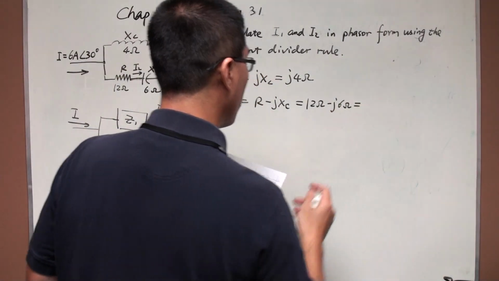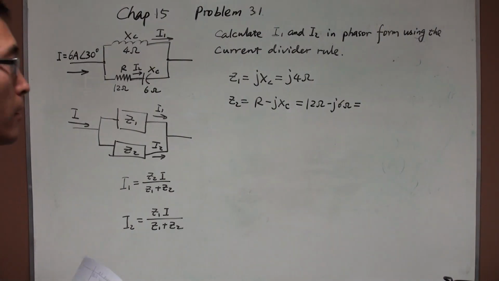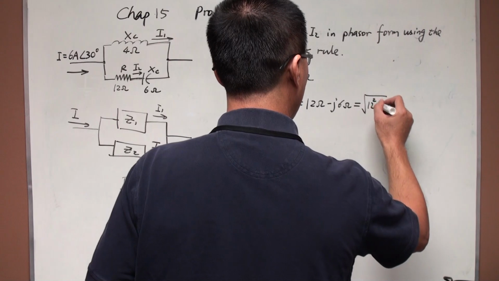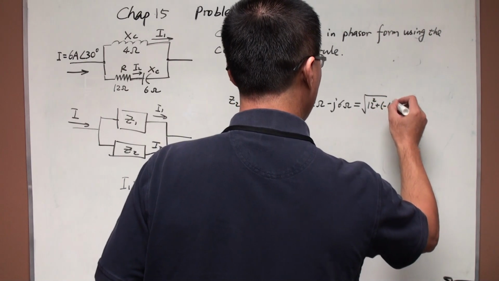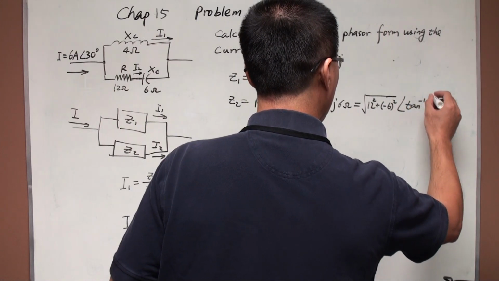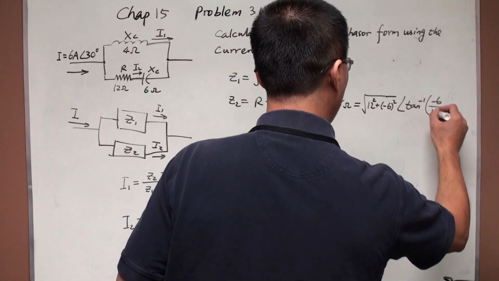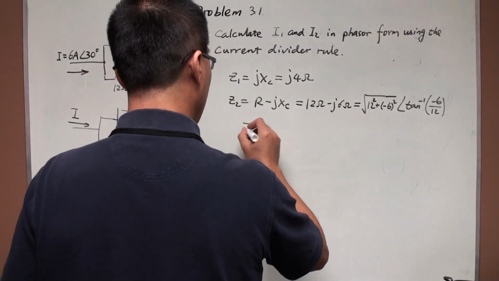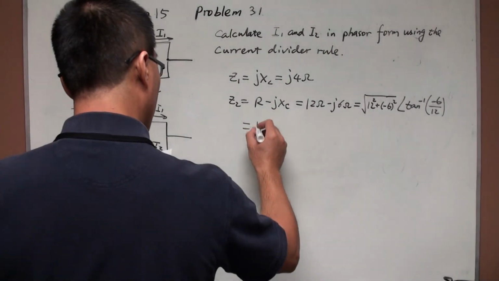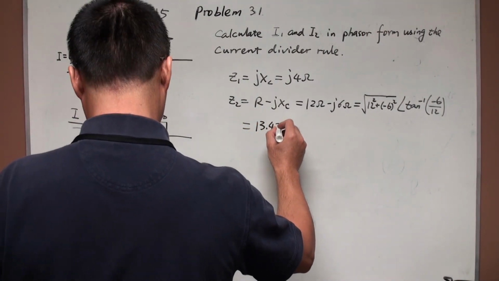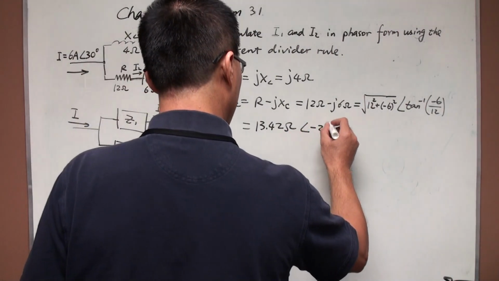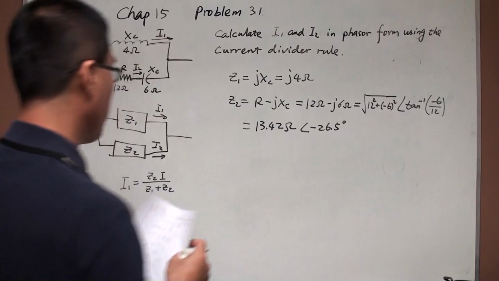If we want to convert this into polar form, it becomes the square root of 12 squared plus negative 6 squared, with an angle of arctangent of negative 6 over 12. If you do the calculation, it becomes 13.42 ohms with an angle of negative 26.5 degrees.